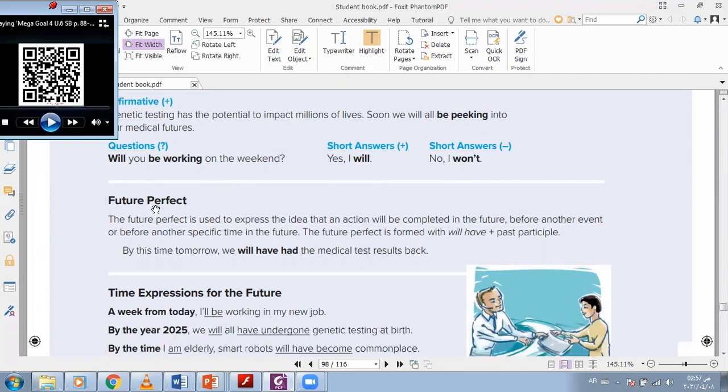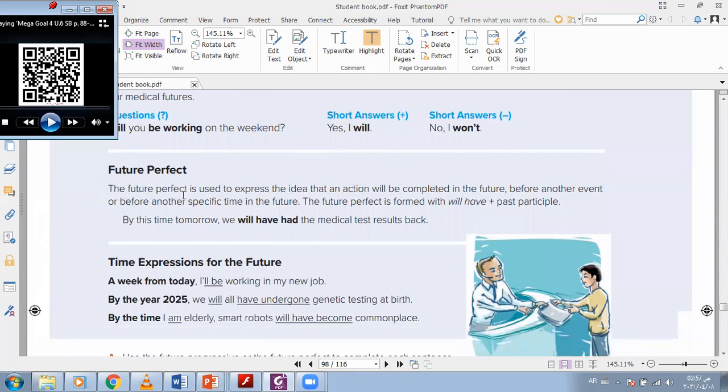For the future perfect: the future perfect is used to express the idea that an action will be completed in the future.